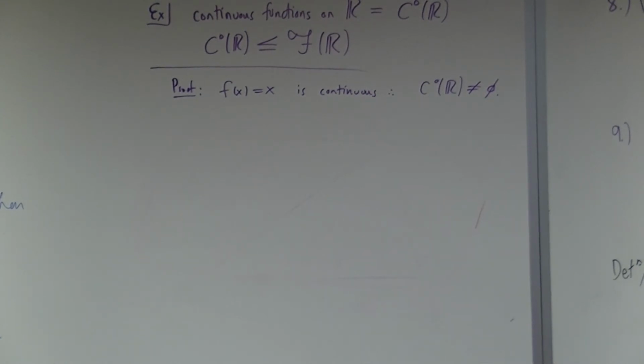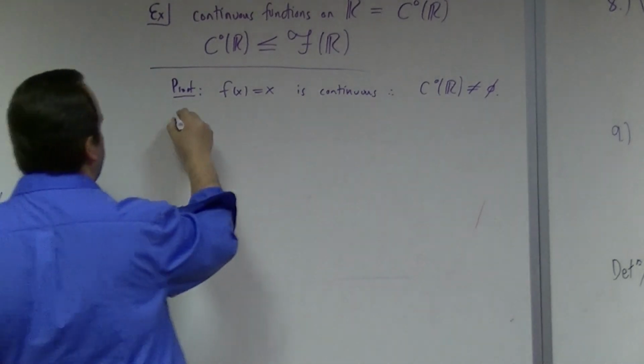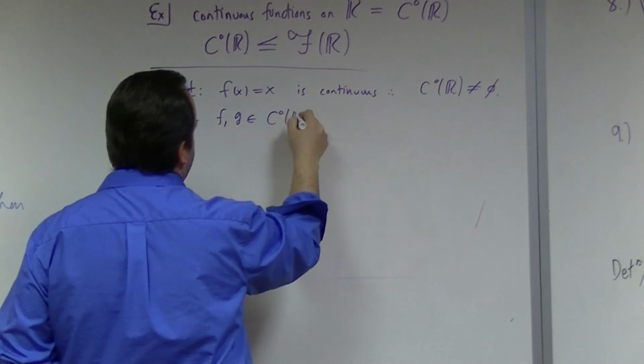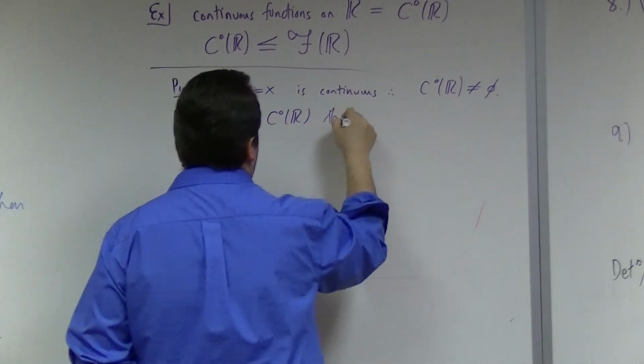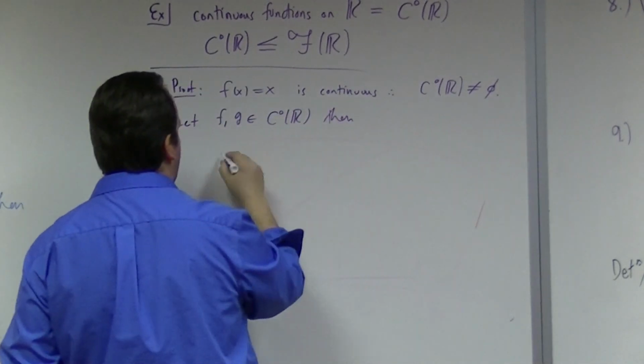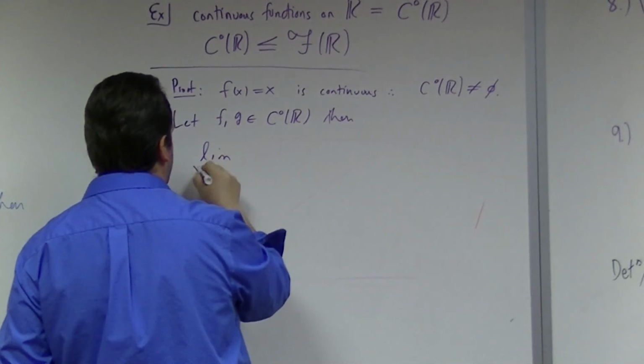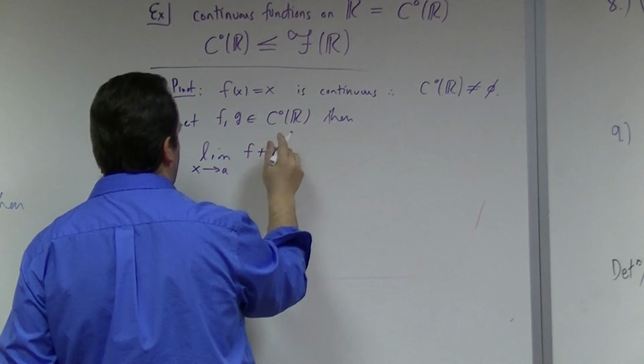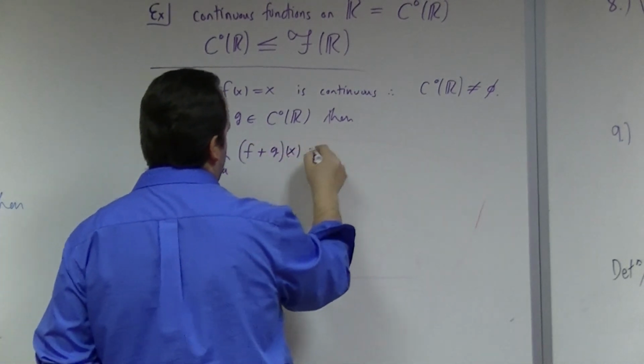And then what else do I have to prove? I have to prove that if I get 2 continuous functions, f and g in C0 of R, then what do I need to show? How about this? Limit as x goes to a of f plus g of x. What's that equal to?